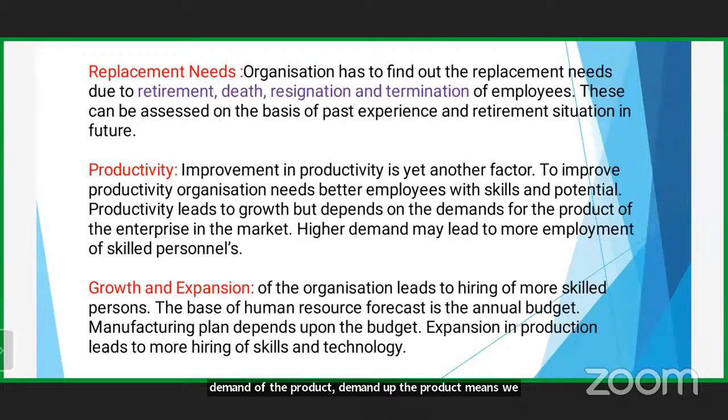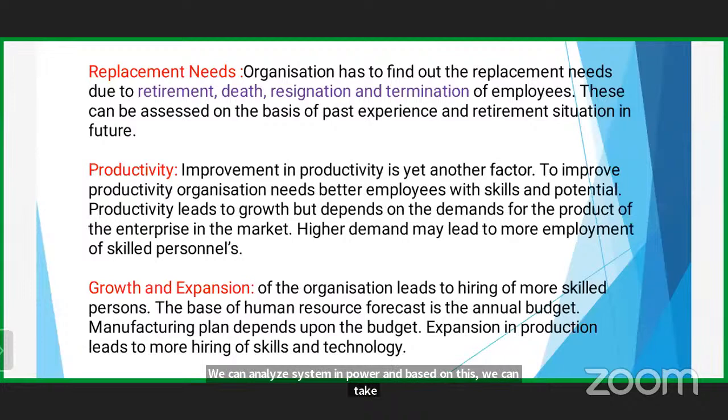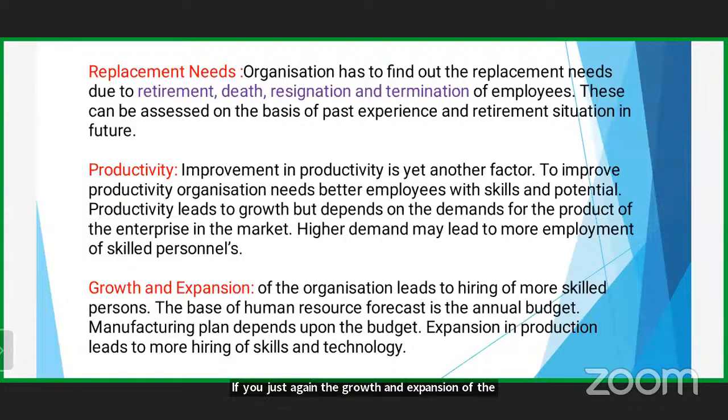So based on the level of production and demand of the product, we can analyze the manpower, and based on this, we can take the future step. Again, the growth and expansion of the organization: growth of the product, growth of the organization, expansion of the product and expansion of the organization.